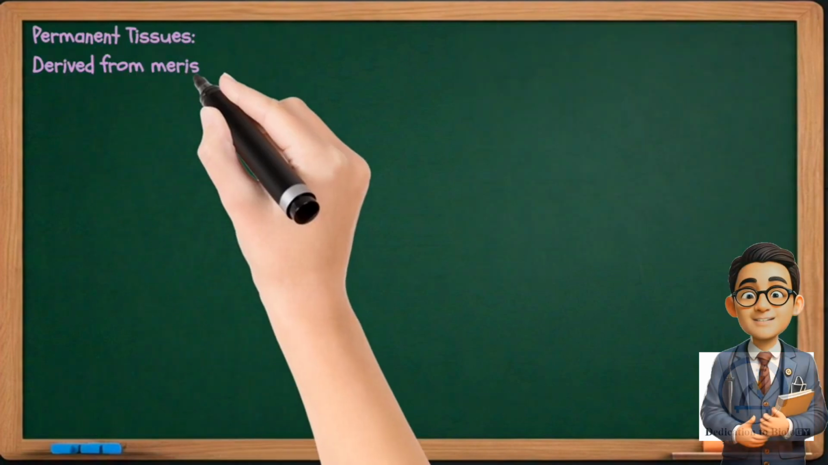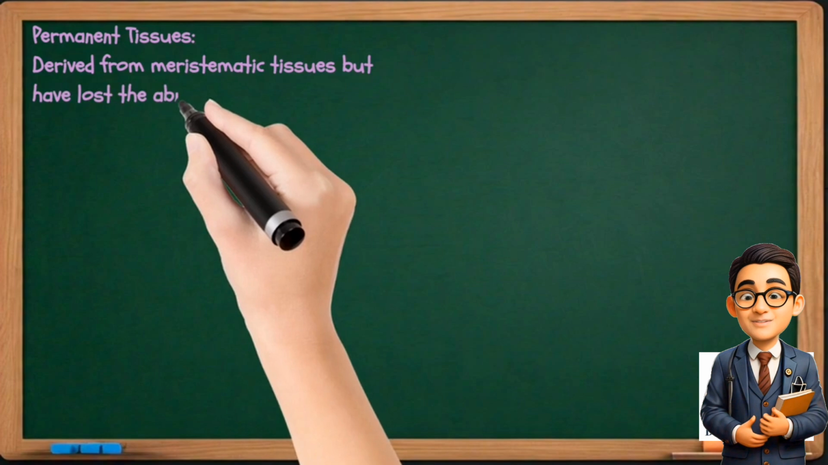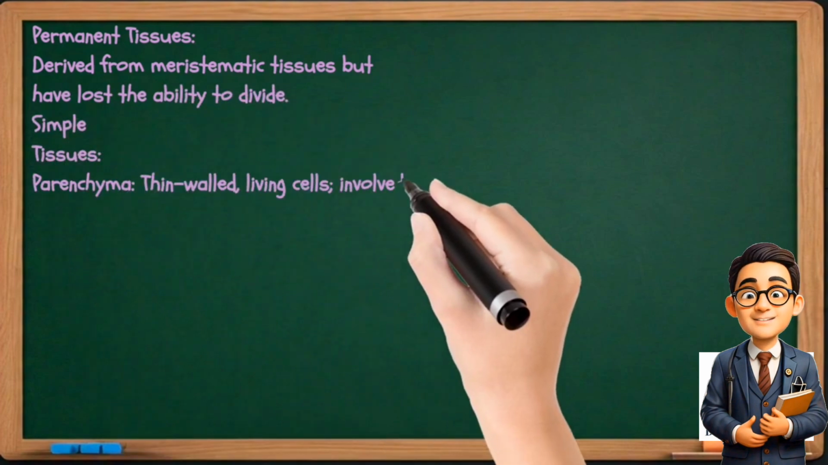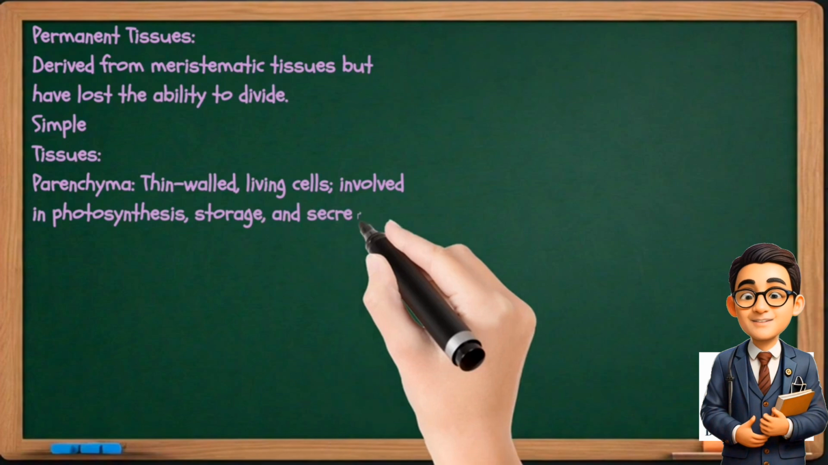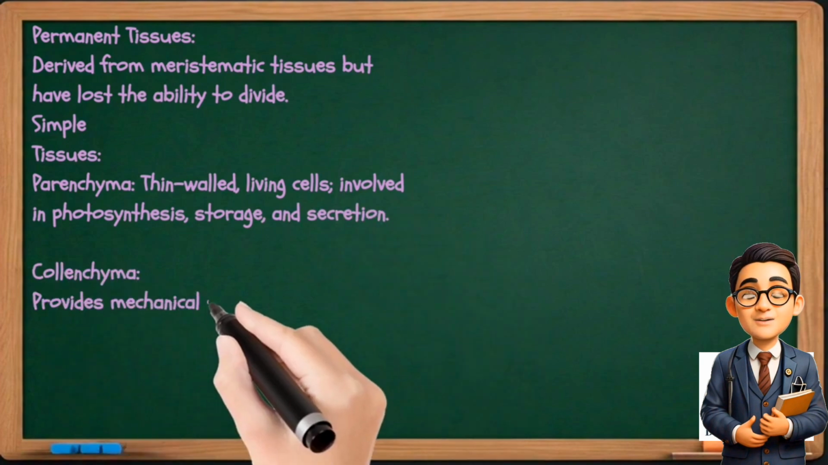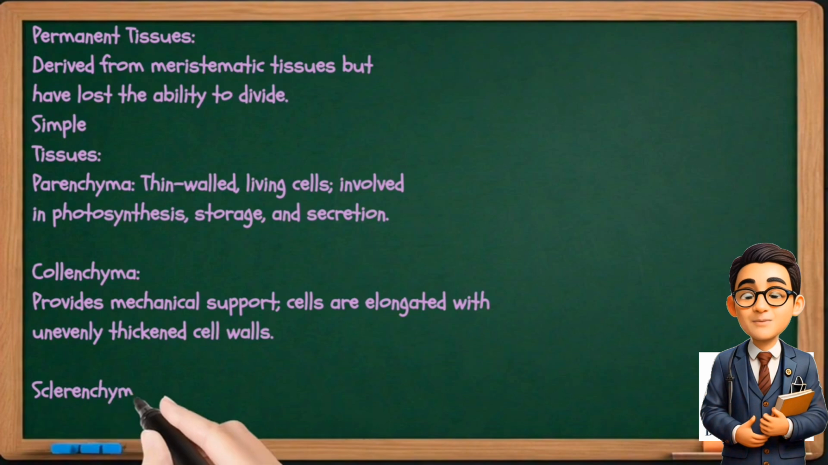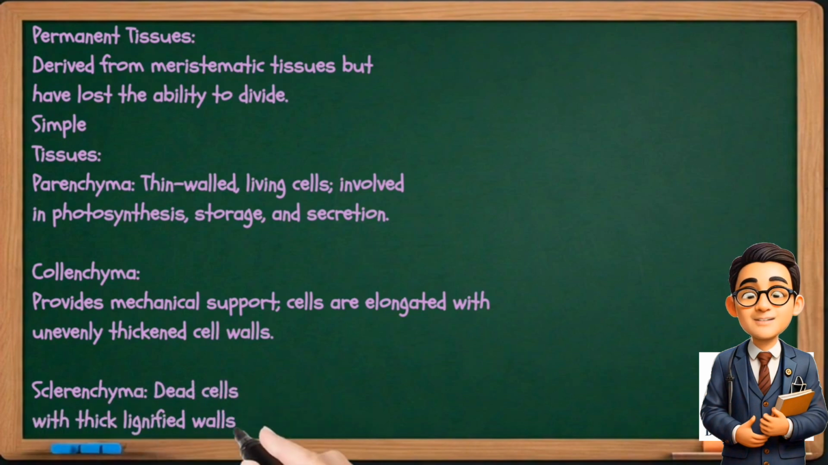Permanent tissues, derived from meristematic tissues but have lost the ability to divide. Simple tissues: parenchyma, thin-walled, living cells, involved in photosynthesis, storage, and secretion. Collenchyma provides mechanical support. Cells are elongated with unevenly thickened cell walls. Sclerenchyma, dead cells with thick lignified walls, provide structural support.